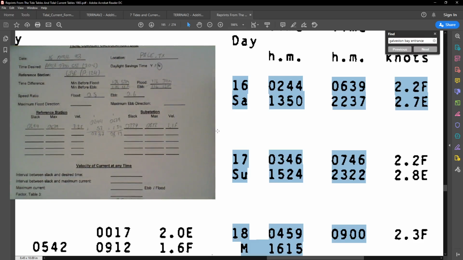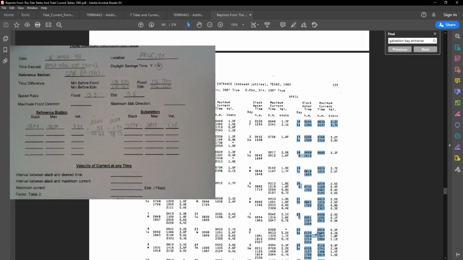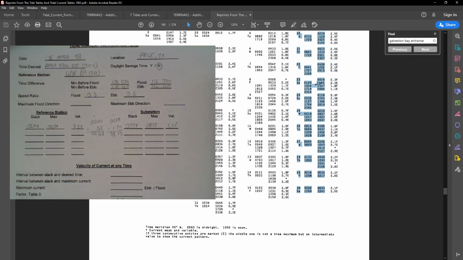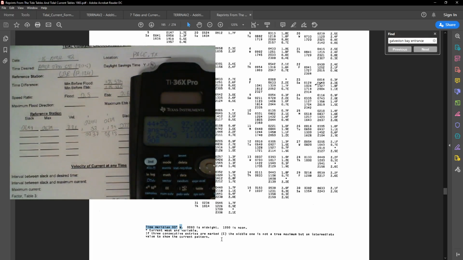Now we need to make sure of one last thing on this page. Zoom this out and go to the bottom to see that the time meridian is 90. This 90 divided by 15 is 6, and that does line up with ZD plus 6.